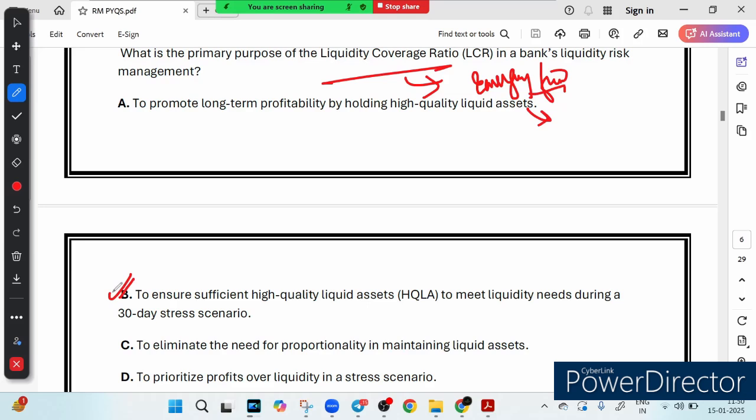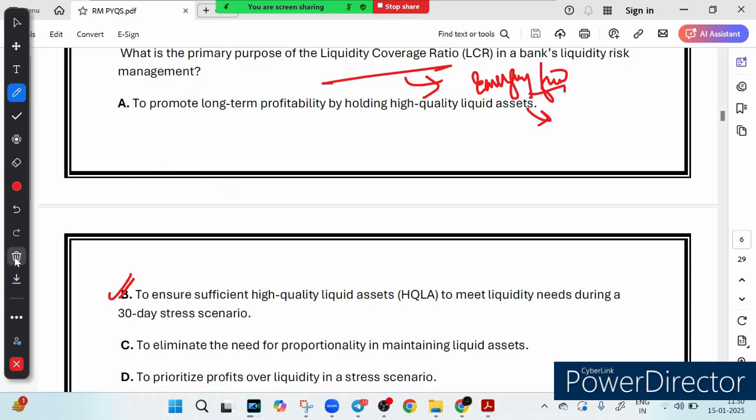Imagine you are planning for a situation where you might lose your income for a month. You would set aside money to cover your essential expenses during that time. Similarly, banks are required to keep assets like cash or easily sellable securities to ensure they can handle the financial stress for 30 days without running out of funds. Right. So option B is correct.